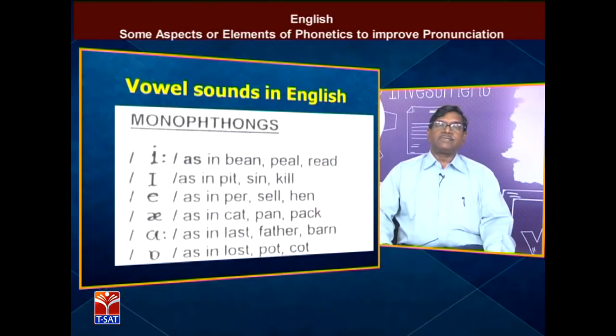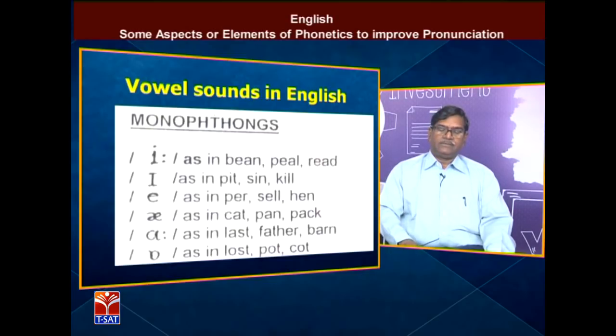In Indian languages, we have O and then elongated O. In English, we do not have O with lip rounding. There is no lip rounding when we utter this O sound. So, that is the symbol of the sound O without lip rounding: lost, pot, caught. That is the symbol of O without lip rounding.